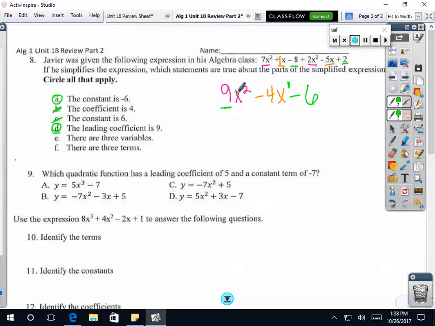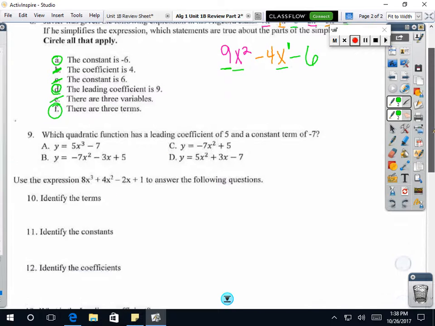So if it's not in standard form and you're just choosing not to rewrite it in standard form, what would you have to look for to find the leading coefficient? The largest exponent, and whatever coefficient's on that term is the leading coefficient. Okay? If you write it in standard form, it'll just be the very first coefficient. Okay? There are 3 variables. No, you only have an x squared and an x to the first. There are 3 terms. Yes.